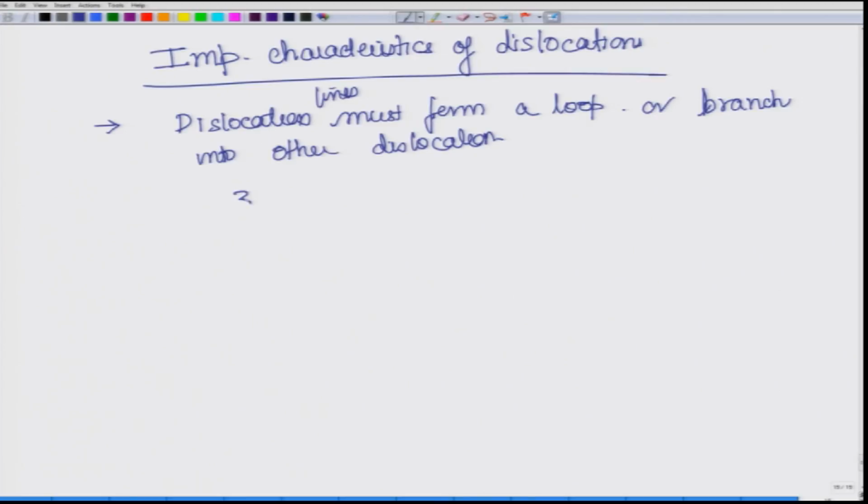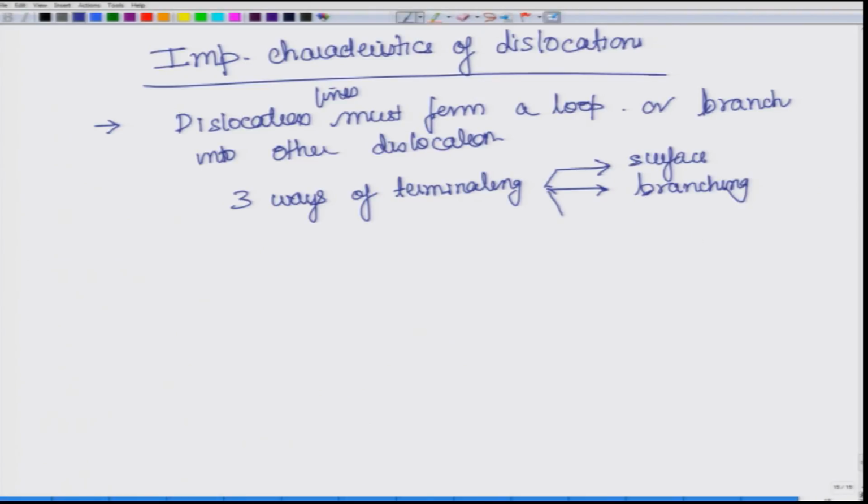So, basically there are three ways that dislocations can terminate. One is either it has to come to the surface. So, the start and the finish, both of them have to come to the surface, or one of them can be at the surface, the other can be in branching, or start and finish can combine together to form a loop. So, these are the only three ways that the dislocation lines can end inside a crystal.